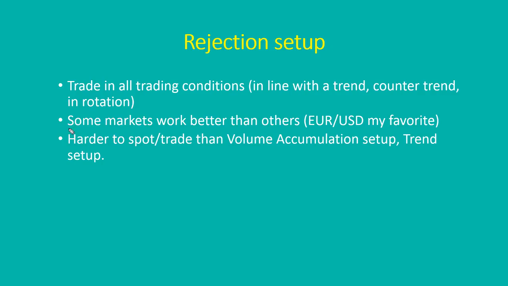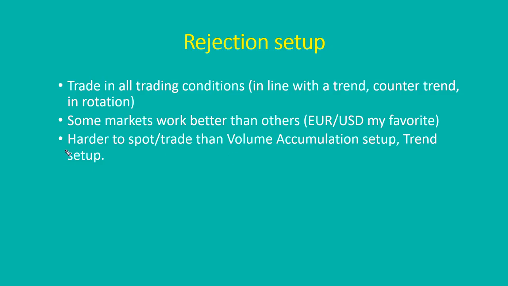Now another thing is that some markets work better than others with the rejection setup. So for example, euro dollar, that's my favorite. The rejection setup works pretty nicely in here, but on some other charts, the rejection setup may not work as well as on the euro dollar, especially when you trade intraday. If you trade, for example, swing trades with daily candles, then the rejection setup will work better on all trading instruments. But when you trade intraday, then I found out that some markets work better than others. The best market to trade the rejection setup, in my opinion, is the euro dollar.